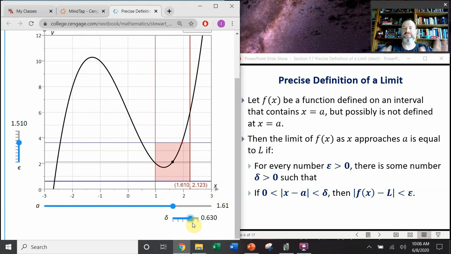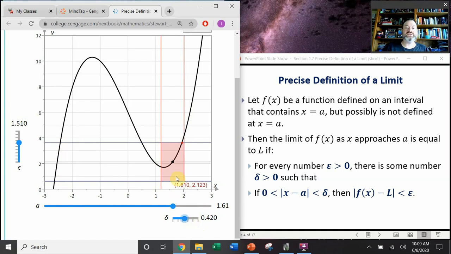So here's another one. Just made this one up, right? My tolerance is 1.51 units. I'm centered at this value, 1.61. Can I find a delta so that this y-coordinate interval will be satisfied? Well, just slide it around. You can see on the left side, it's already satisfied, right? Because there's no intersection point here. So we're good on the left side. Just got to keep moving till the right side turns green. And there you go.